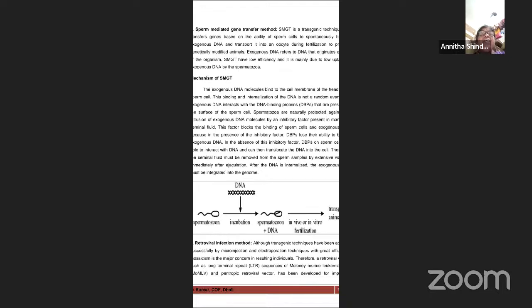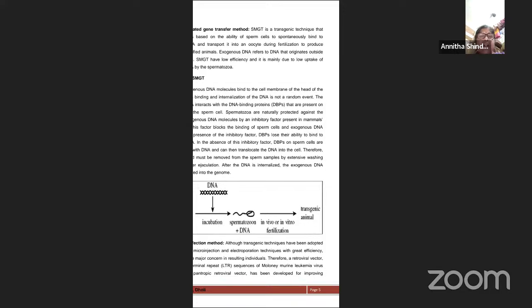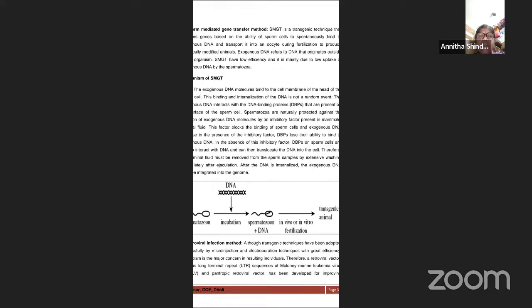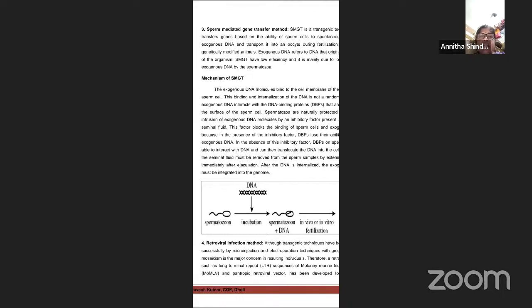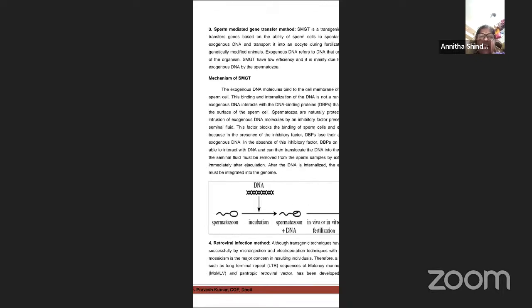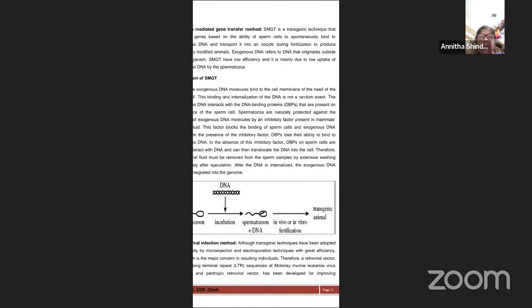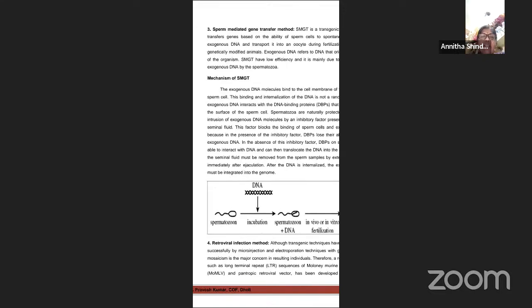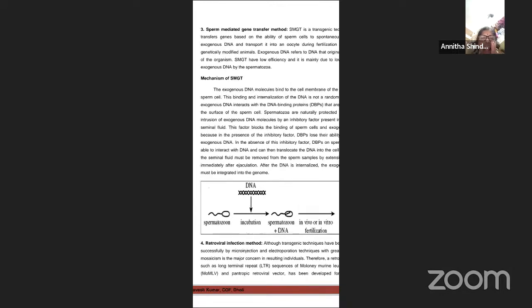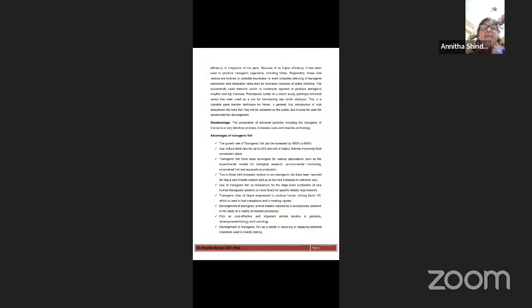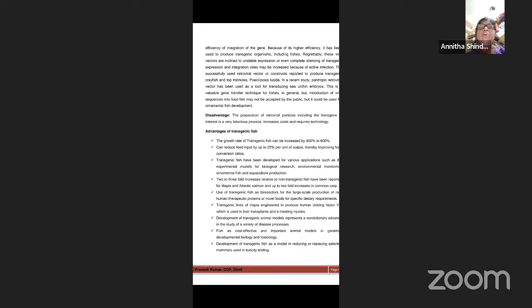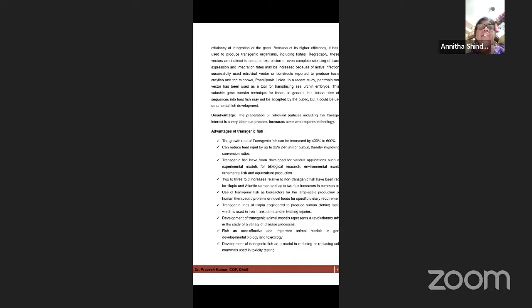Then the next one is the retroviral injection method. Although transgenic techniques have been adopted successfully by microinjection and electroporation with great efficiency, mosaicism is a major concern in the resulting individuals. Therefore, a retroviral vector, such as the long terminal repeat sequences of monovalent murine leukemia virus, and a pantropic retroviral vector have been developed for improving the efficiency of integration of the gene. Because of its higher efficiency, it has been used to produce transgenic organisms, including fishes.